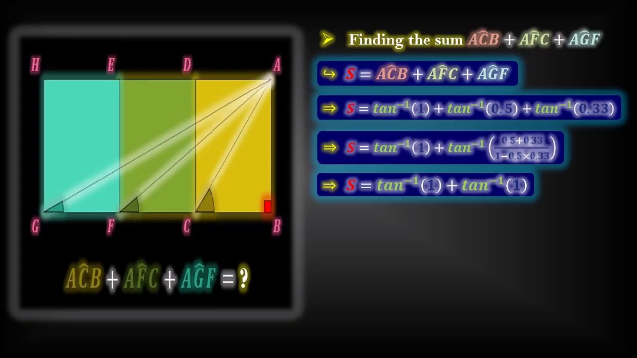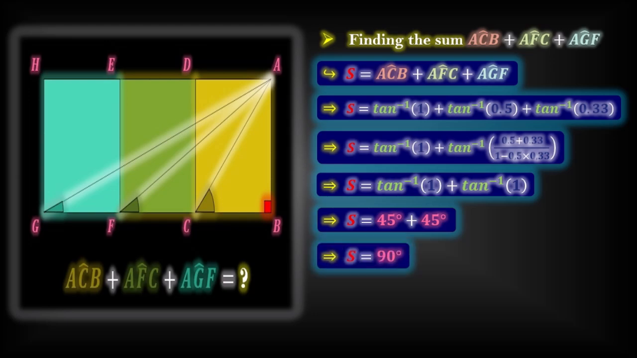Now, as the arctangent of 1 is equal to the measure of the special angle 45 degrees, we find that S is equal to 45 degrees plus 45 degrees. Thus, the sum of the three angles, noted S, equals 90 degrees. Three different angles. Three different slopes. Yet their sum always reconstructs a perfect right angle. This result does not depend on the size of the squares, only on the geometry.